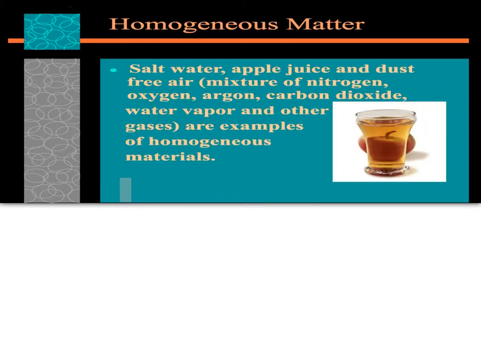Some examples for you of homogeneous matter include salt water, apple juice, and dust-free air, which is a mixture of nitrogen, oxygen, argon, carbon dioxide, water vapor, and other gases. These are all homogeneous materials. The matter is uniform throughout. You can't see the salt or the water. You don't see the other materials in the apple juice. You can't pick out the nitrogen and the oxygen atoms in front of you like you could in a matter that is not uniform. So these are all homogeneous.